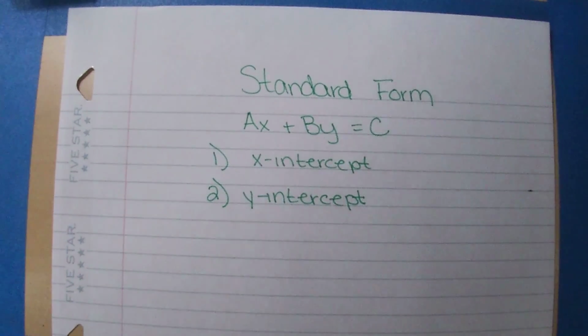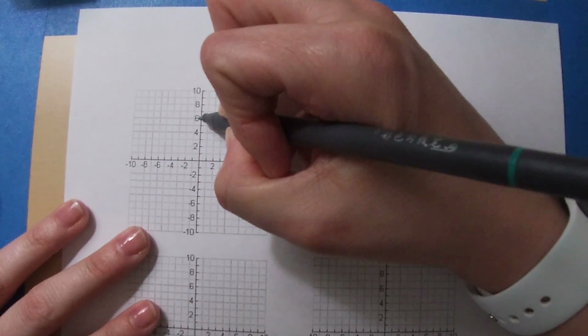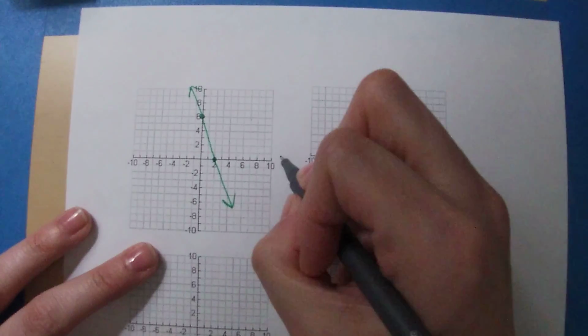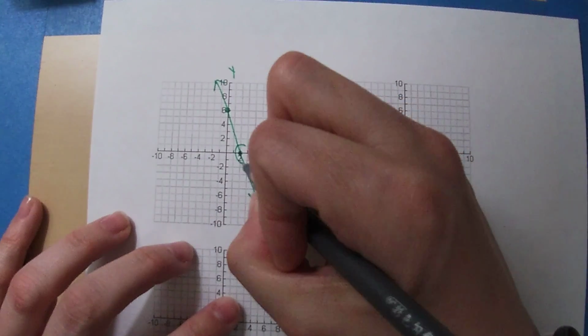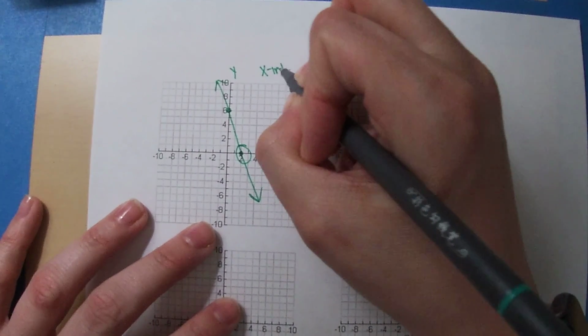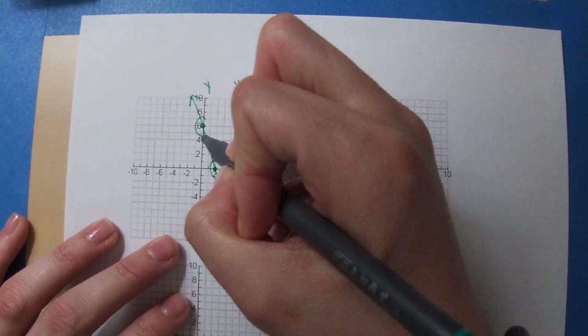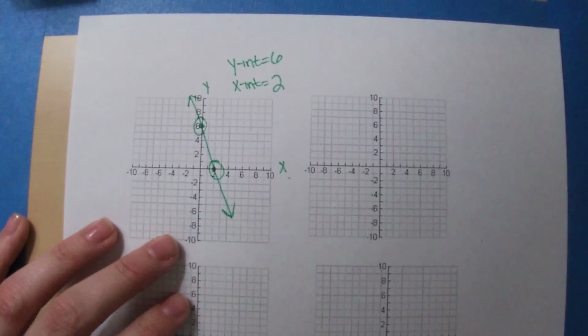So yesterday in notes, we talked about what an x and y intercept were, but I just want to make sure we're really 100% clear with this. So like I said, an x-intercept is where it crosses the x-axis. So let's say I have a line like this. The x-intercept is where the line crosses the x-axis. So right here, I would say that this has an x-intercept of 2. I would say that this has a y-intercept of 6.